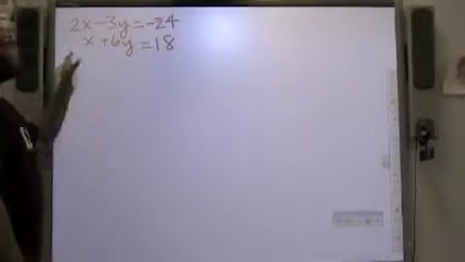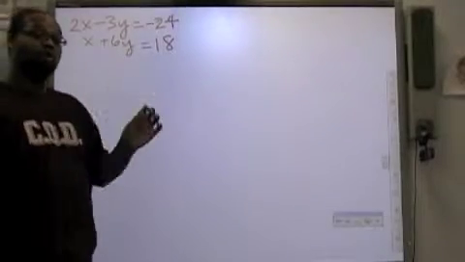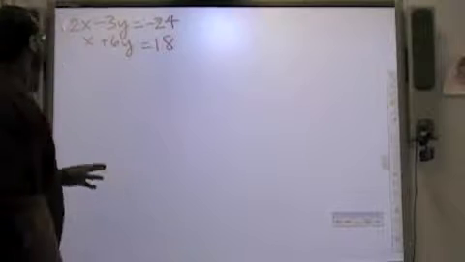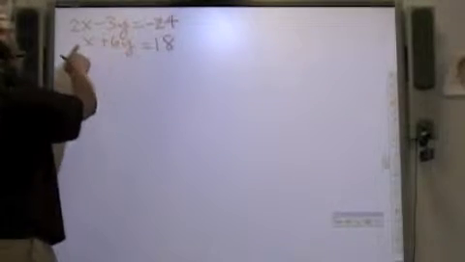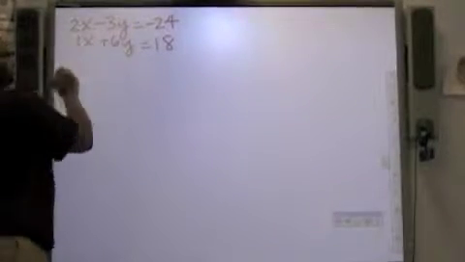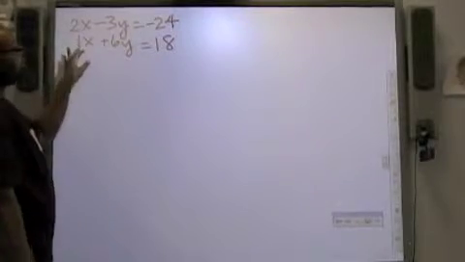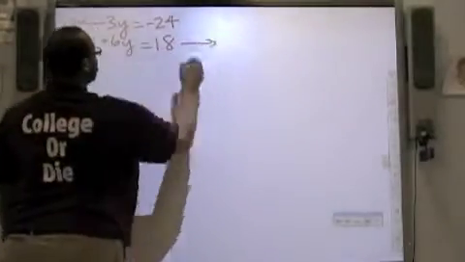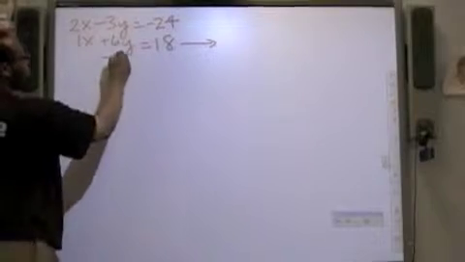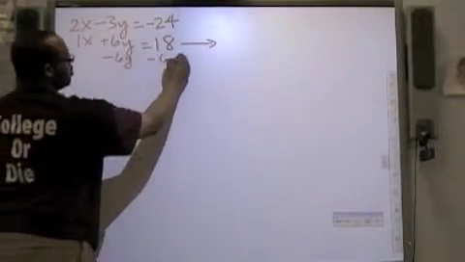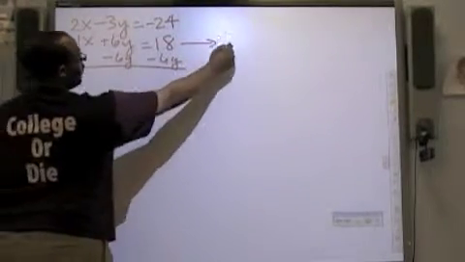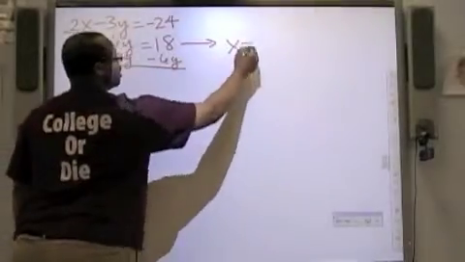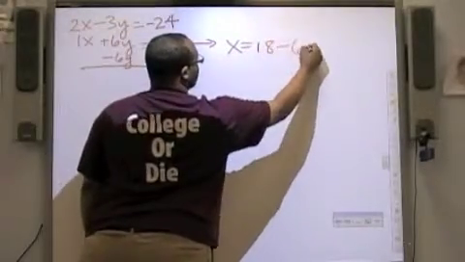And so what I'm going to do is look for the variable here that has a coefficient of a positive 1. And so I'm going to see that in the second equation I have x with a coefficient of a positive 1 right there. And so I'm going to solve for x in that equation. If I subtract 6y from both sides, I know over here I'm going to have x equals 18 minus 6y.